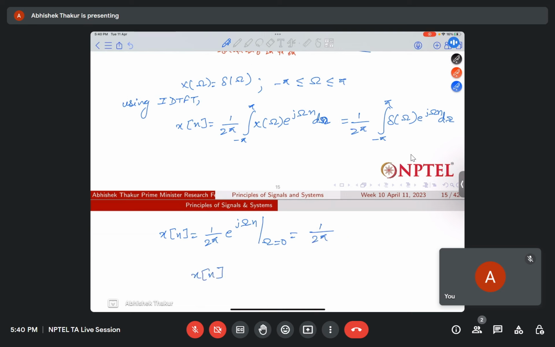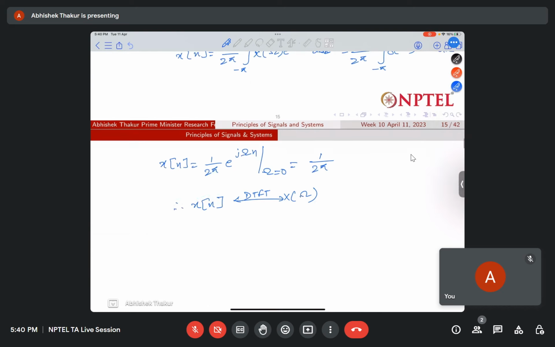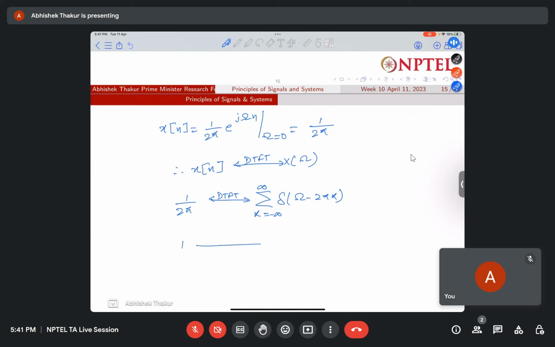Therefore, x[n] and X omega are DTFT pairs. So our x[n] is equal to 1 by 2 pi. So 1 by 2 pi has DTFT as the summation of delta of omega minus 2 pi k, k equal to minus infinity to plus infinity. Therefore, 1 has DTFT as 2 pi into delta of omega minus 2 pi k, k equal to minus infinity to plus infinity.